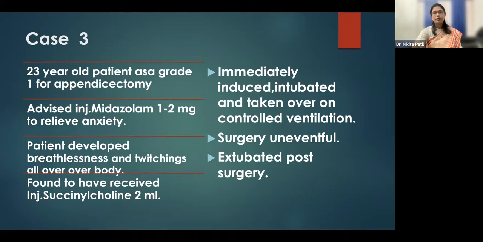But because the anesthetist was present in the OT, and instead of giving it to the assistant, if self-medication had been done, then maybe this error would not have occurred at all.